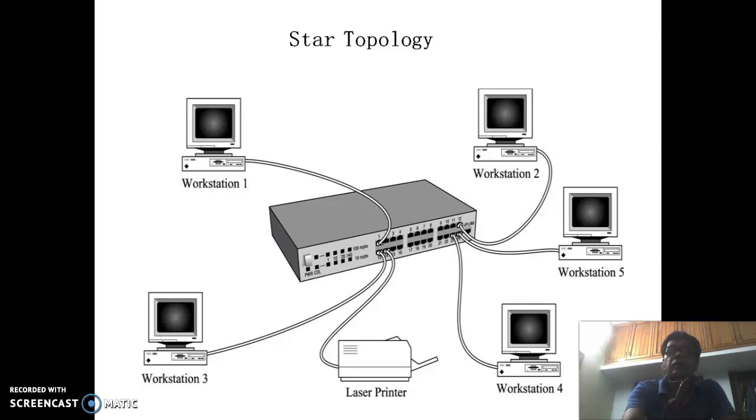This is actually the diagram of the star topology. In this diagram, we have a central hub at the center, and in this particular diagram we have connected 5 computers or 5 workstations: workstation 1, workstation 2, workstation 3, workstation 4, workstation 5. As per our requirement, we can also name them as per our choice. Again, we have connected a laser printer just to get the printout.